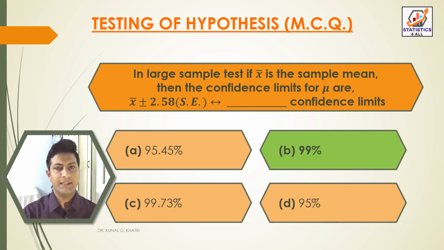In large sample test, if x bar is the sample mean, then the confidence limits for mu are x bar plus or minus 2.58 into standard error, 99% confidence limit.